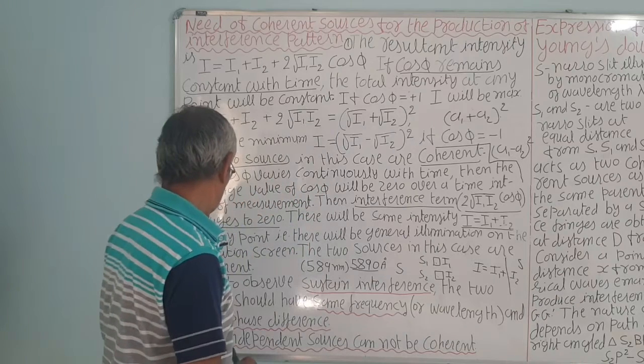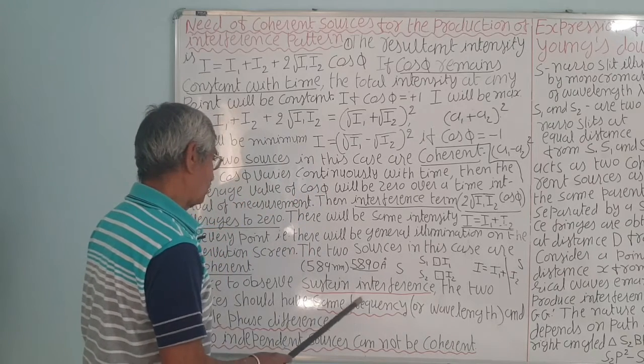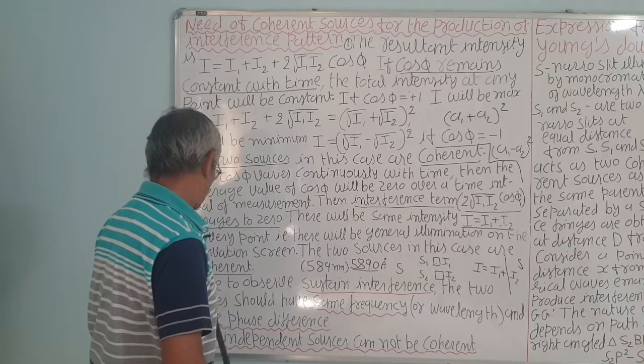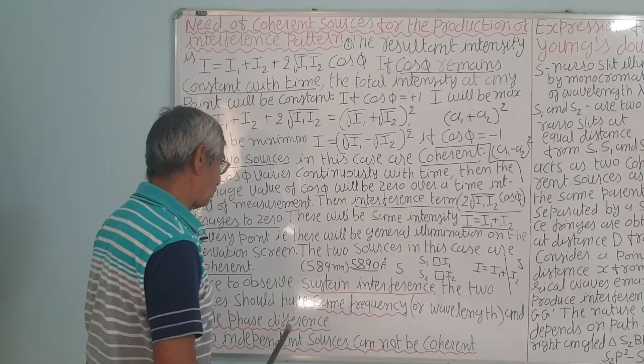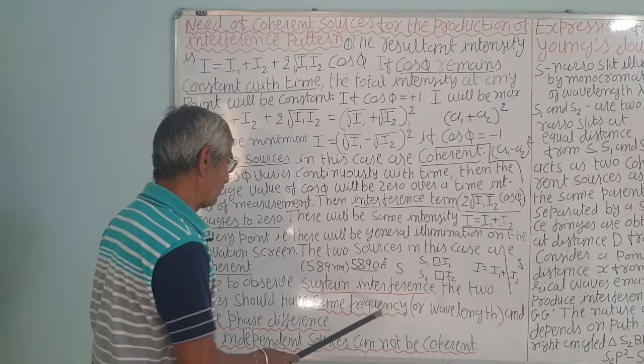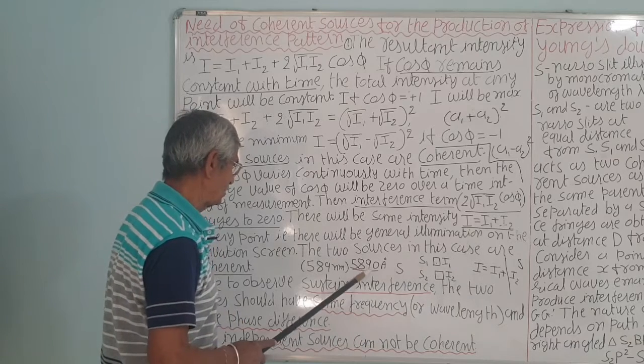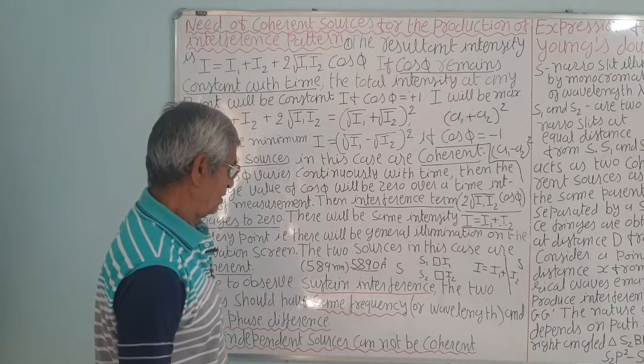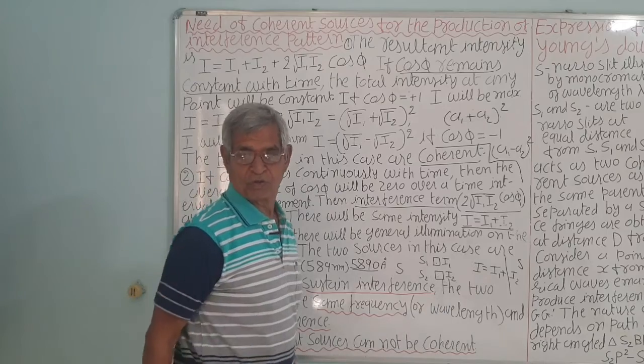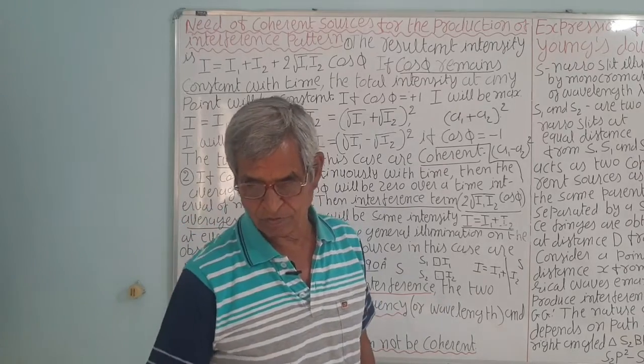Alright? So, there should be two coherent sources, correct, and there should be a stable phase difference between them. The frequency should be the same, that is, the wavelength should be the same, correct, and if the amplitude is also the same, you will get a good pattern.